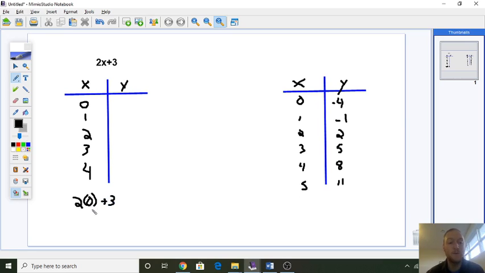Well, I know that 2 groups of 0 is 0, plus 3 is 3. If I put a 1 in for x, 2 groups of 1 is 2, plus 3 is 5. If I put a 2 in there, 2 times 2 is 4, plus 3 is 7. If I put a 3 in there, 2 groups of 3 is 6, plus 3 is 9.